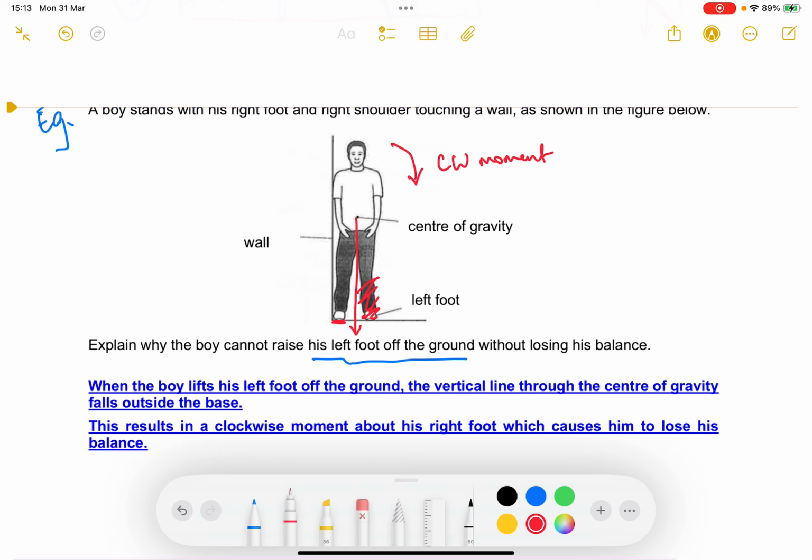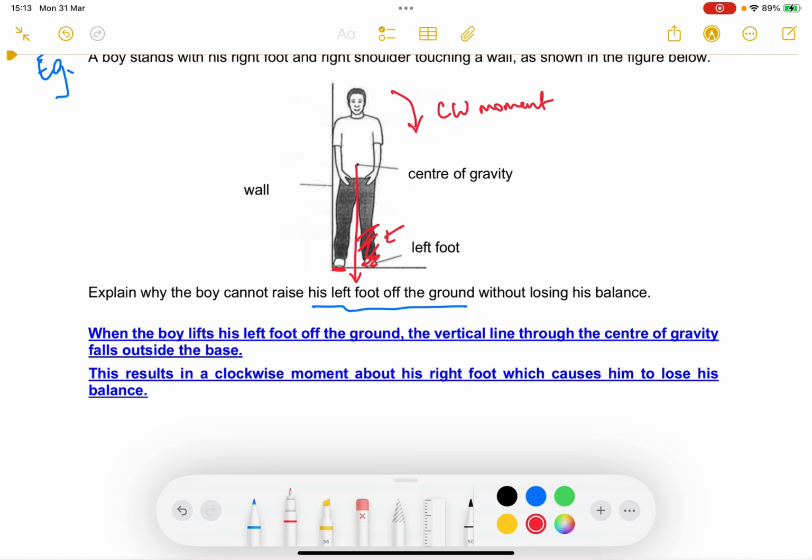You can try this yourself. It's very difficult for you to maintain this position if you raise the foot that is on this side. So the answer for this question would be that the vertical line through the center of gravity will fall outside the base when he raises his left foot. And there will be a clockwise moment about his right foot, which will cause him to turn clockwise and topple.